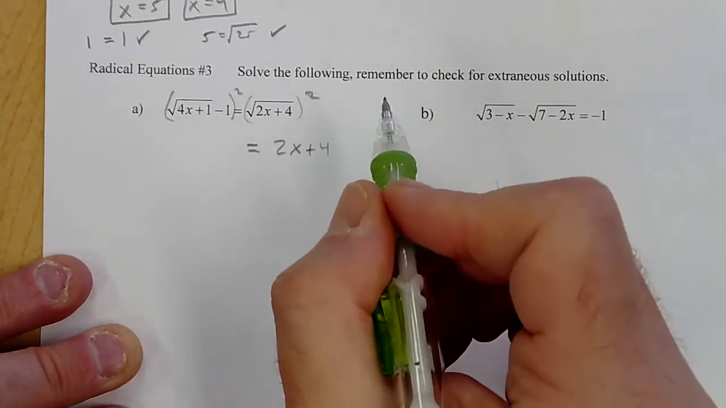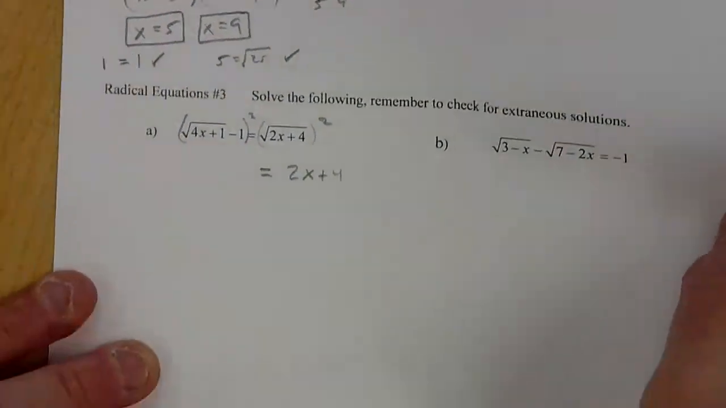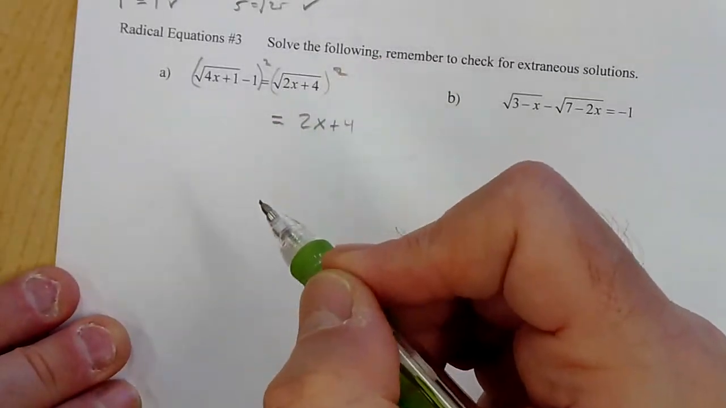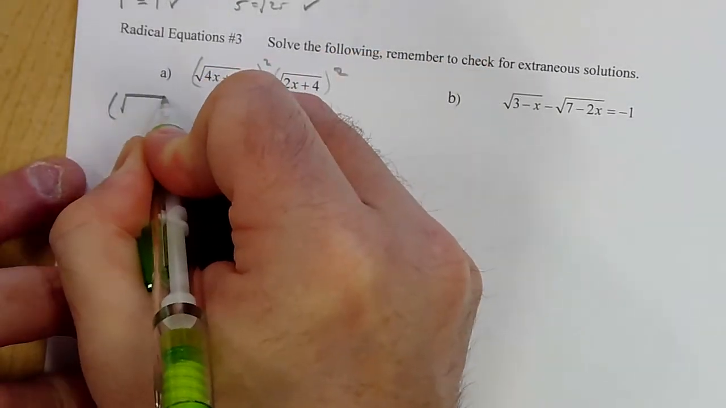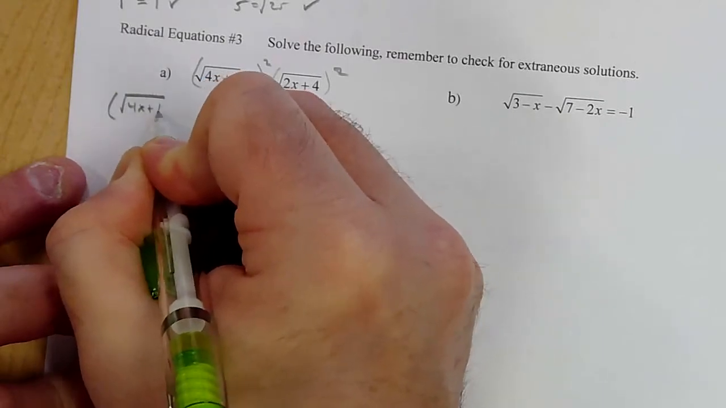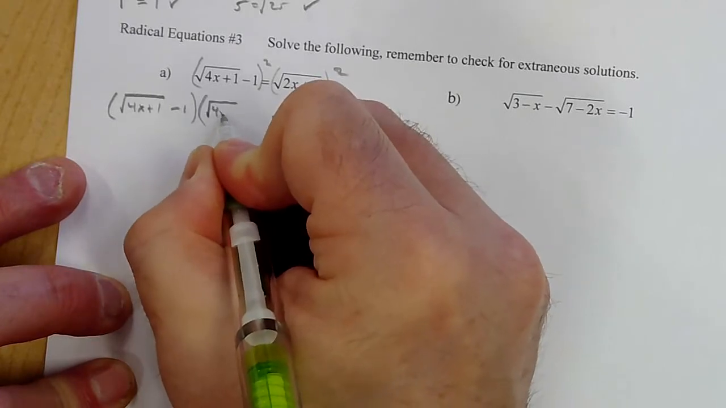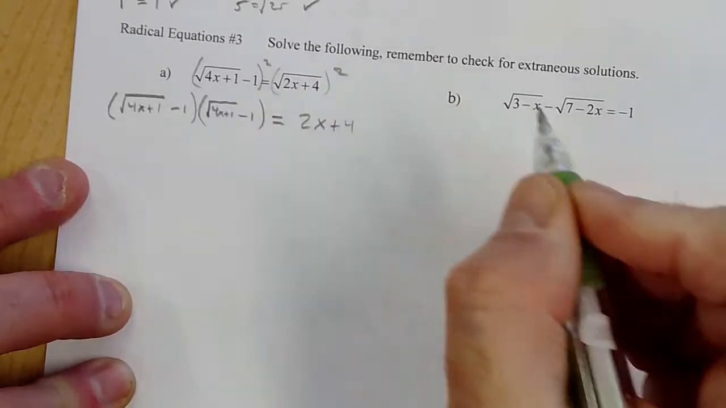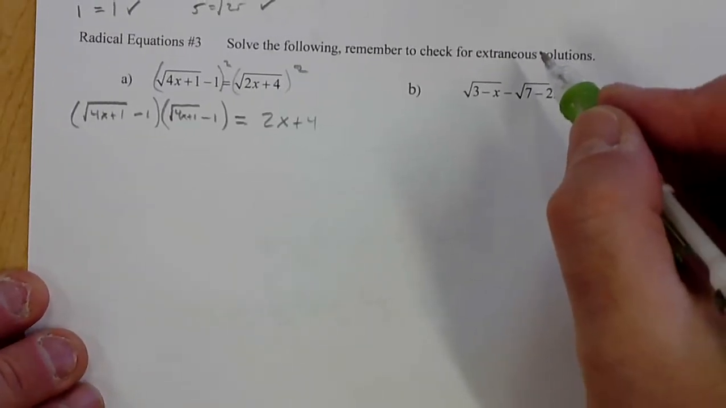Now, believe it or not, this is a binomial. Just like x minus 4 squared was a binomial, this is a binomial. And I'll show you what's about to happen. We are going to multiply the square root of 4x plus 1, minus 1, times itself. You could actually make a generic rectangle with that if you wanted to.